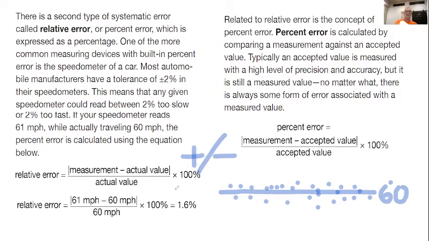Most automobile manufacturers have a tolerance of like plus or minus 2%. So that's pretty close, right? It means that if you're driving at 60 and your speedometer says 61, that's close enough generally. It's not going to get you out of a speeding ticket if you say, well, I have a plus or minus 2% error. That doesn't get you out of a speeding ticket when you're doing 120 in a 70 zone. So we say that's an acceptable level of error, and we express it as a percentage.